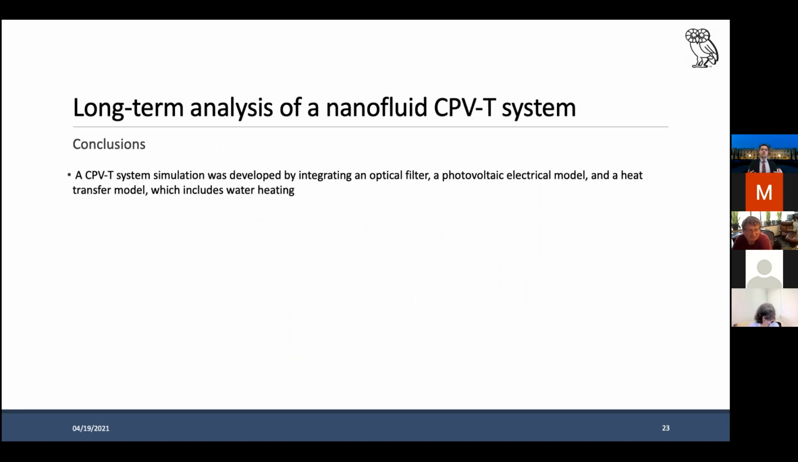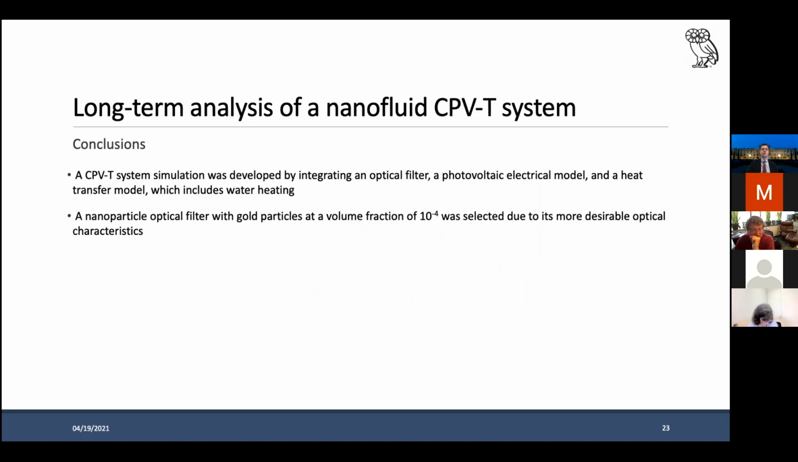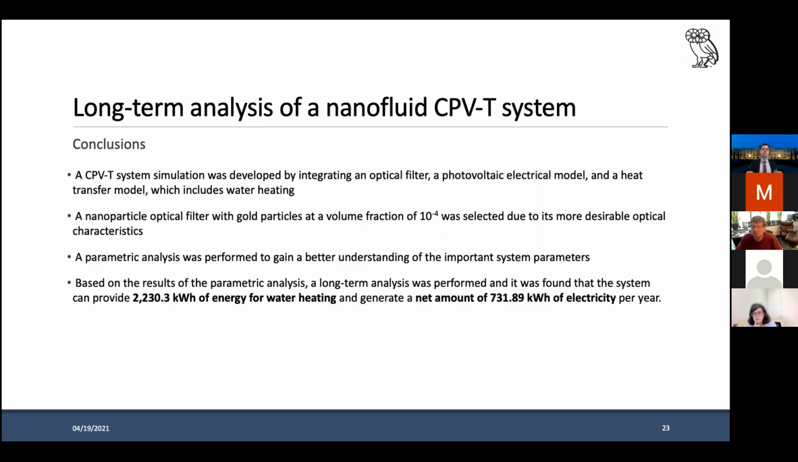In conclusion, this work simulated the performance of a CPVT system applied to a household by integrating an optical filter, a photovoltaic model, and a heat transfer model that includes water heating. A nanofluid containing gold nanoparticles at a volume fraction of 10 to the minus 4 was selected for the better spectral matching. And we performed a parametric analysis to select the system parameters and simulated the performance using those parameters for a whole year. The system provided about 2,200 kilowatt hour of energy, which was used for water heating, and a net amount of energy of around 730 kilowatt hour per year.